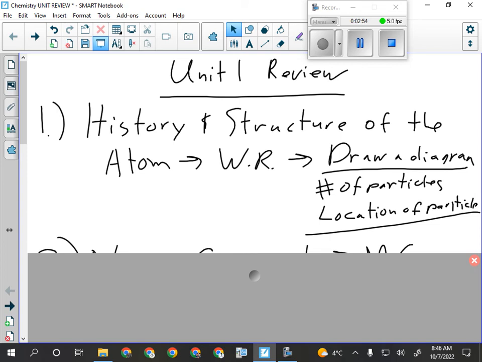Quick review. How do I figure out the number of protons? The atomic number. How do I figure out the number of electrons? The atomic number, because it has to be equal to the number of protons. And how do I get the number of neutrons? The atomic mass minus the atomic number, and then round to the nearest whole number. That will get you your number of neutrons. We went over that in class, but that's something you're going to have to do if you want to get full marks on that question on the unit exam.